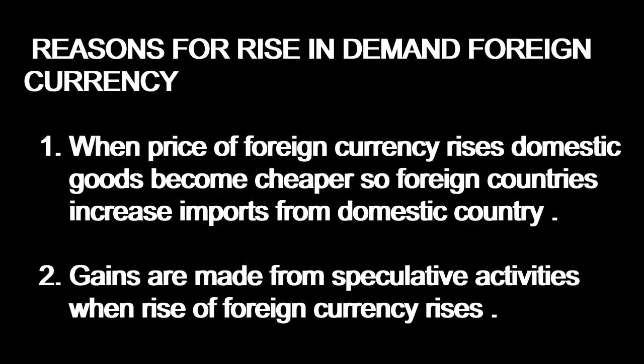Now let us discuss the reasons for rise in supply of foreign currency. First, when the price of foreign currency rises, domestic goods become relatively cheaper, which induces foreign countries to increase their imports from the domestic country. As a result, supply of foreign currency rises. For example, if the price of $1 rises from rupees 70 to rupees 74, then exports to USA will increase as Indian goods will become relatively cheaper. It will raise the supply of US dollars. When the price of foreign currency rises, supply of foreign currency also rises as people want to make gains from speculative activities.